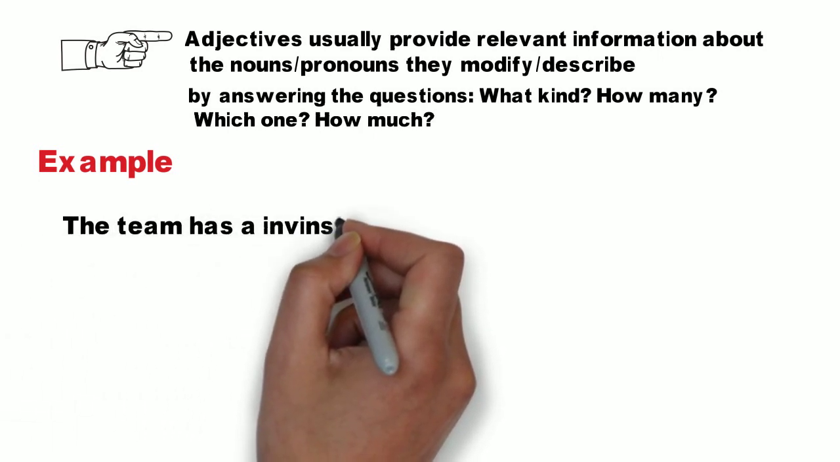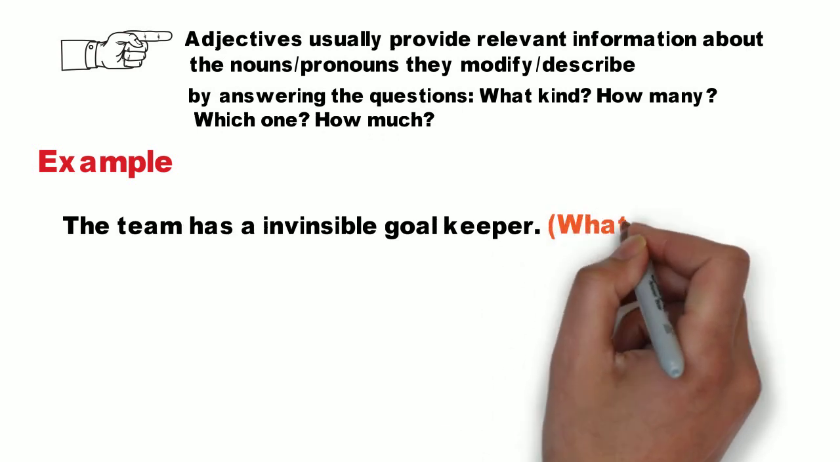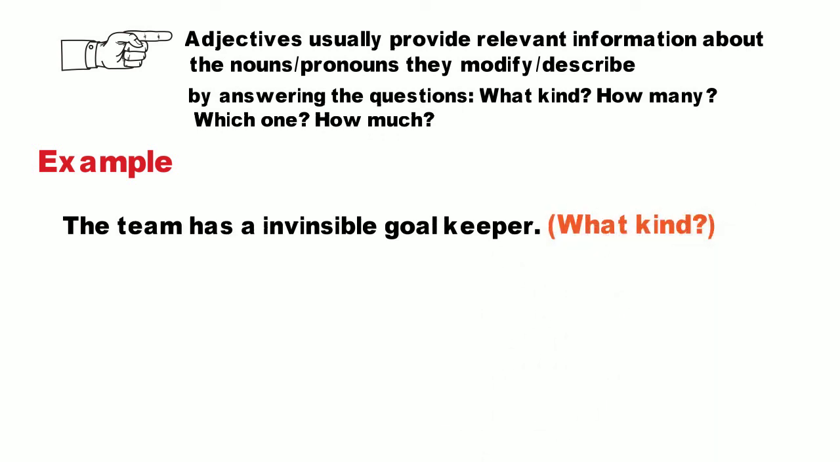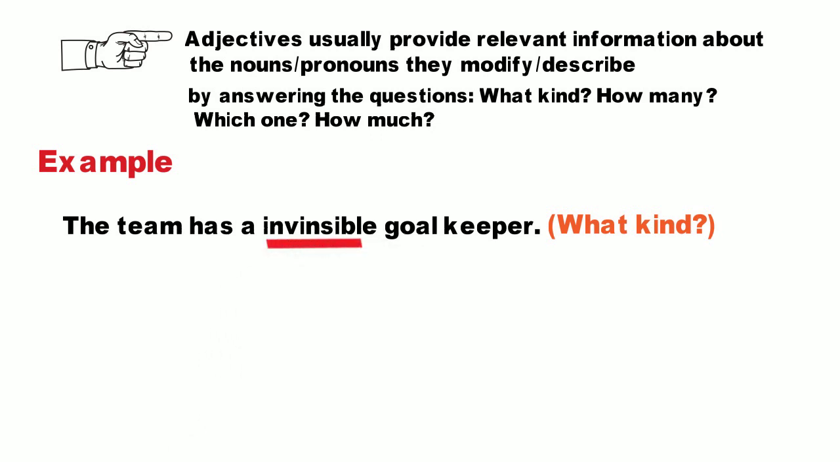Let's give an example of an adjective. The team has an invincible goalkeeper. What you need to do is ask yourself, what kind? What kind of goalkeeper the team has? The answer is invincible. So invincible is an adjective because it modifies the noun goalkeeper.